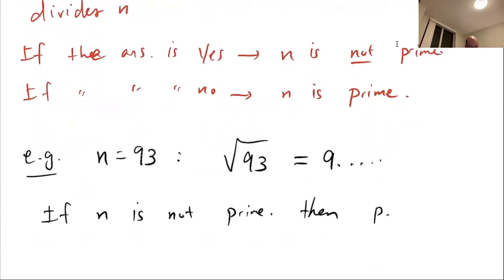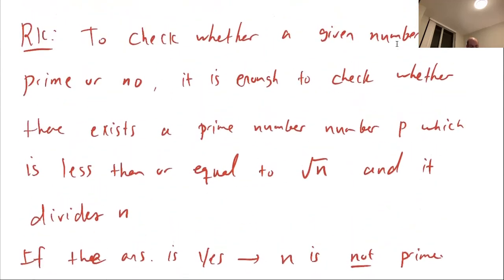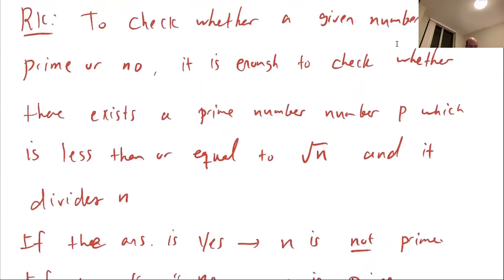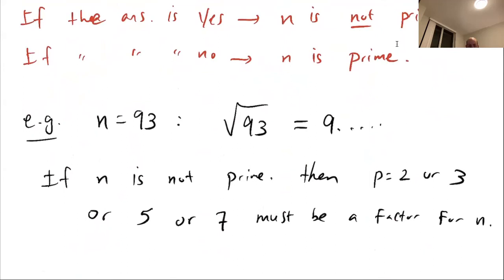So if n is not prime, then p equals 2 or 3 or 5 or 7 must be a factor for n. See, this is what the remark says. Check whether there is a prime number p which is less than or equal to root n and it divides n. If the answer is yes, n is not prime. If the answer is no, n is prime. So I have a number n. First calculate root n, which is 9 point something. Then check the prime numbers which are less than or equal to this number.